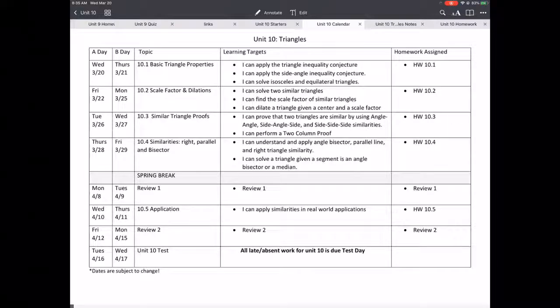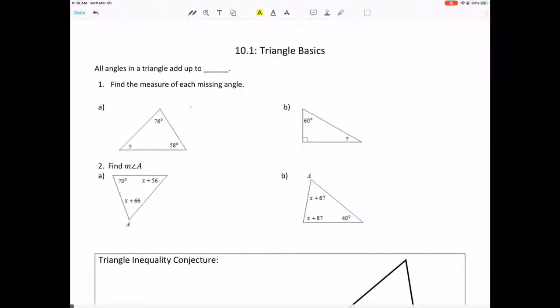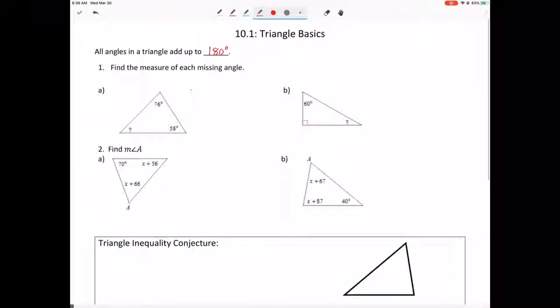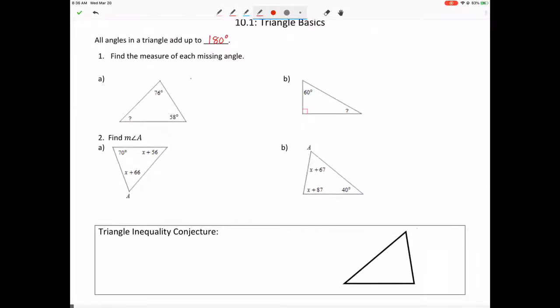All right. So Unit 1, we're doing triangle basics. A lot of this information you could probably come up with fairly easily. So all triangles, or all angles of triangles, add up to give us what? Right, and we've talked about this before, so hopefully you remembered that a triangle gives you 180 degrees. All right, and so we're just going to answer some of these questions.